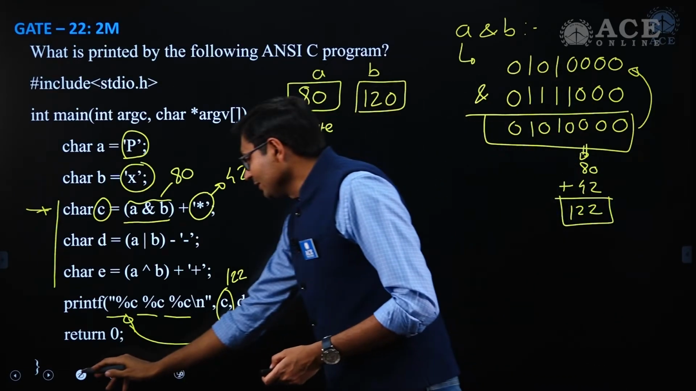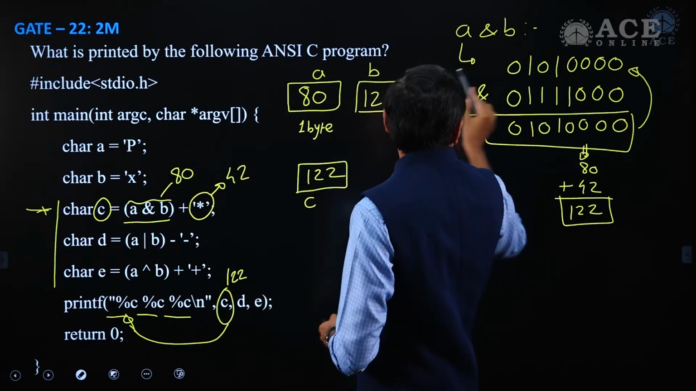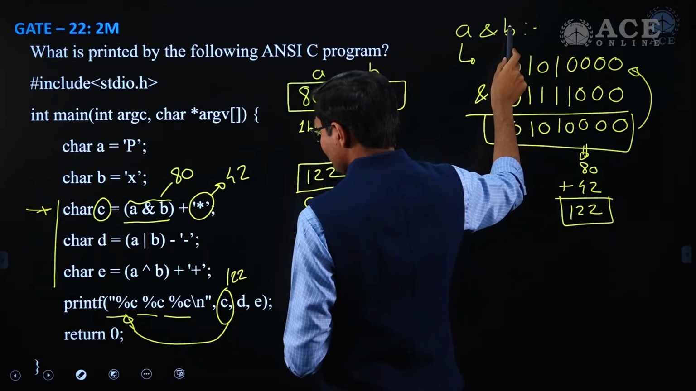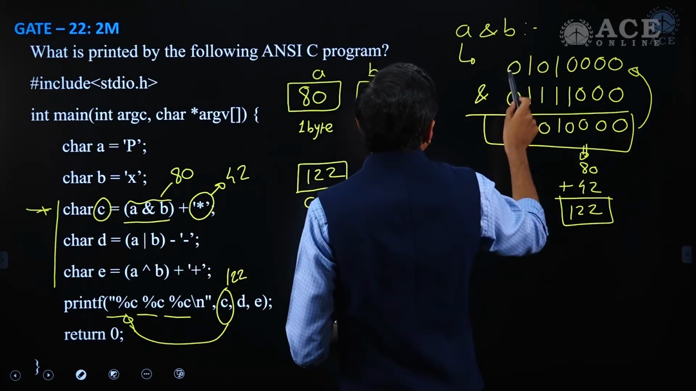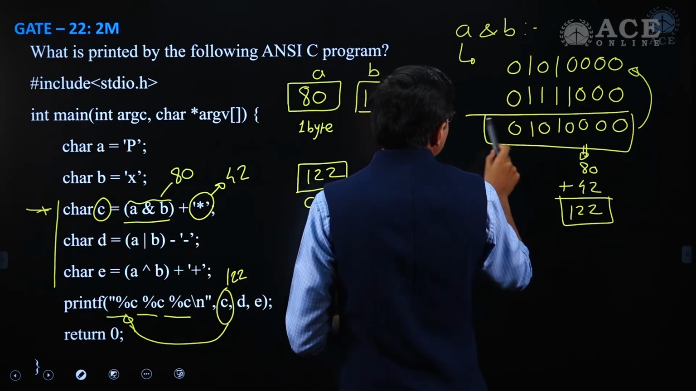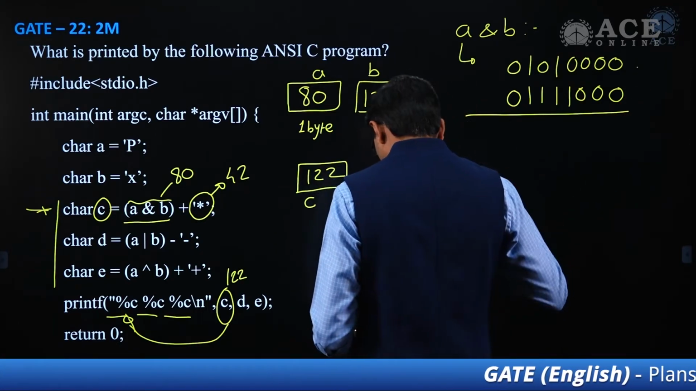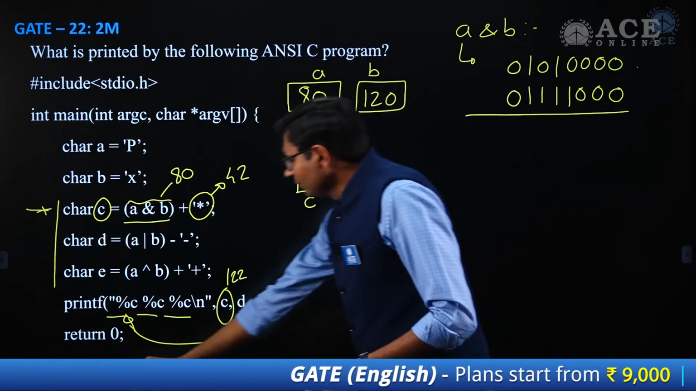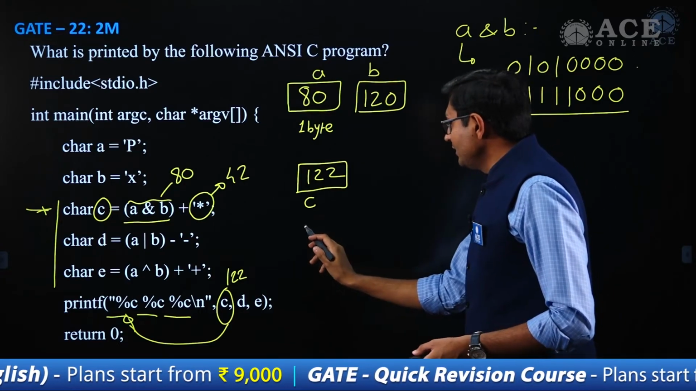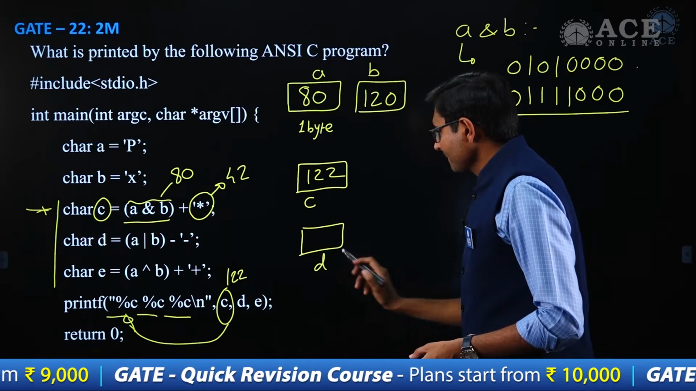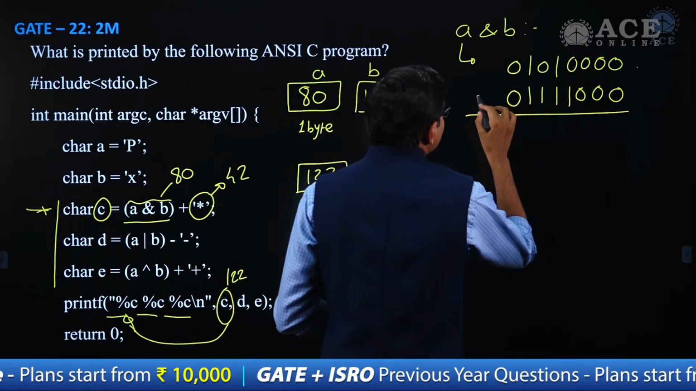Up till now, it's all clear. Fine. Let me just erase this because I don't need A and B onwards. These are different logical operators. I'll just erase this one part. Okay. Now character D is equal to A or B. Let us do the OR here.